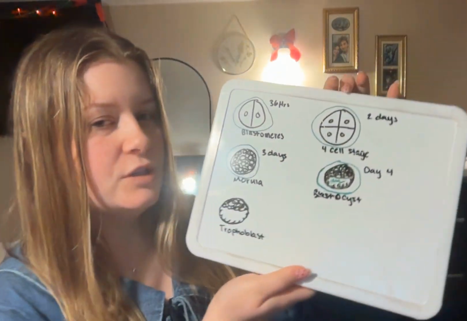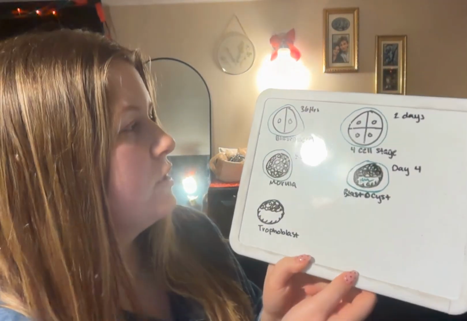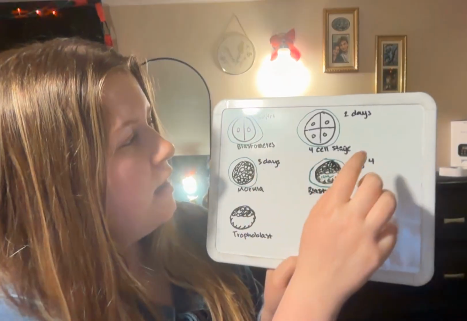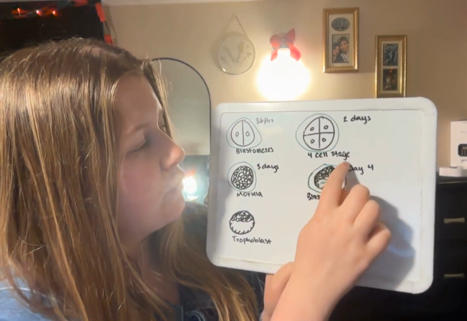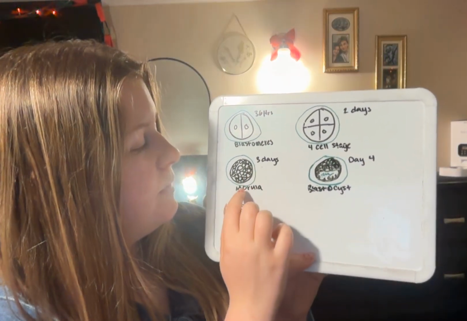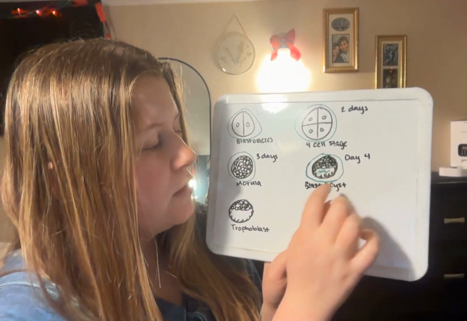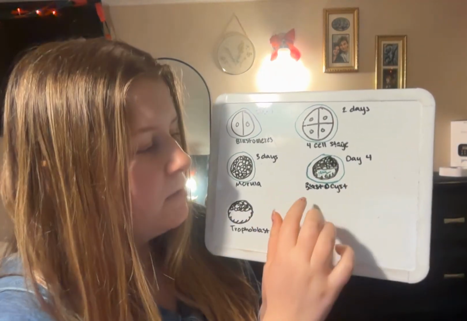After fertilization, the zygote begins development through the process called cleavage, which is rapid division without growth. At 36 hours, there are the blastomeres. The second day, they'll do the 4-cell stage. Day 3, it'll be a clump of cells, which is the morula. It's a solid ball of cells. Day 4 to 5, the embryo will become the blastocyst.